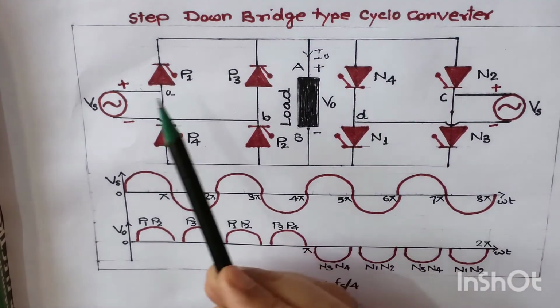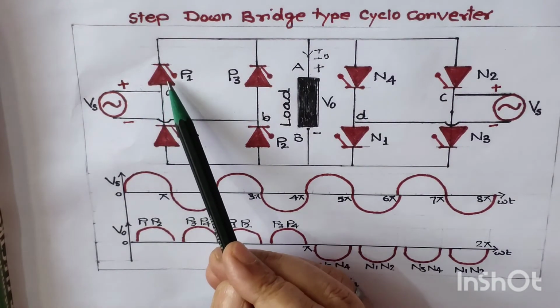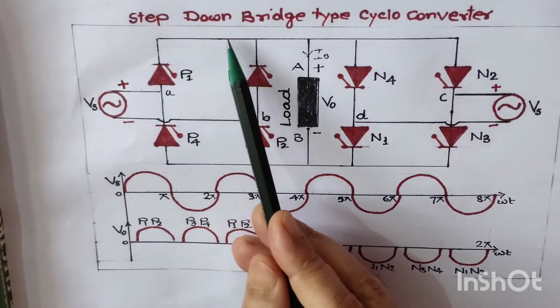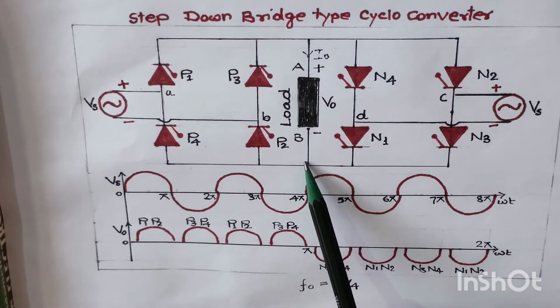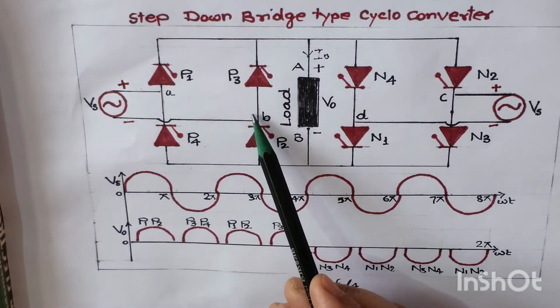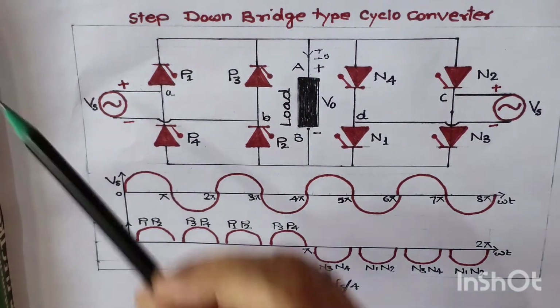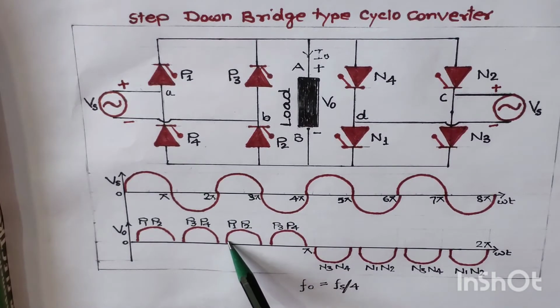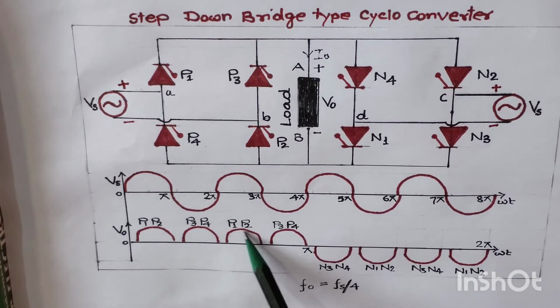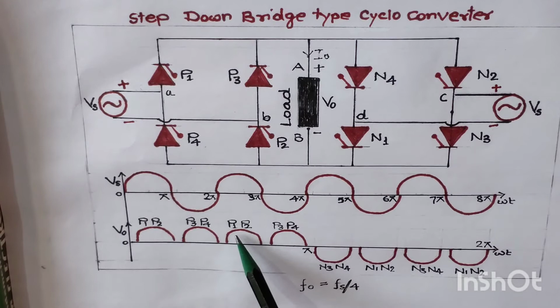So in this case, current will flow from this positive toward the thyristor P1, and then it will come back to the load from point A to point B. Then it will come back to thyristor P2 and go back toward the negative. It means for this positive input supply, we have received again the positive polarity output voltage. So in this case, thyristor P1 and P2 are conducting as shown here.